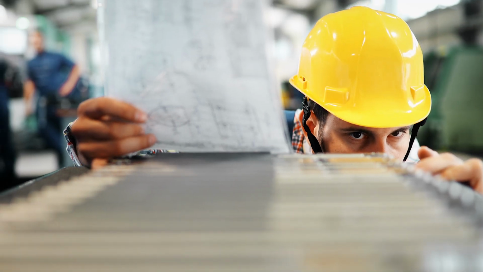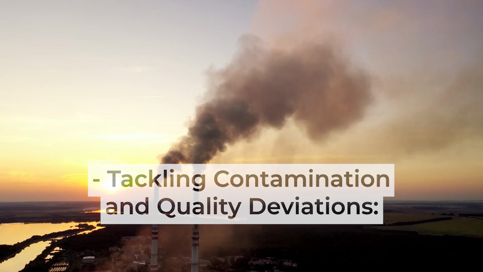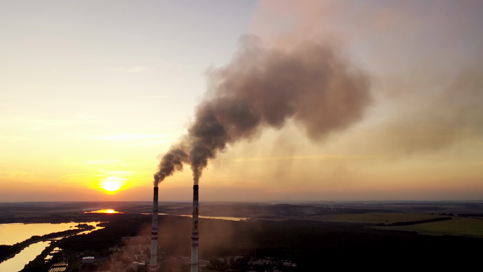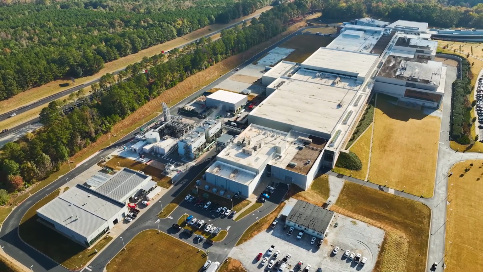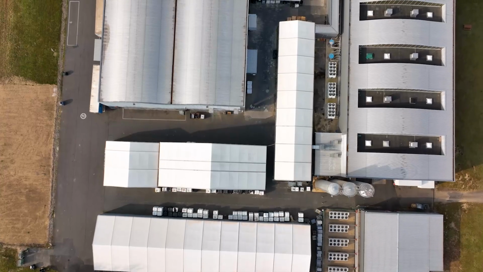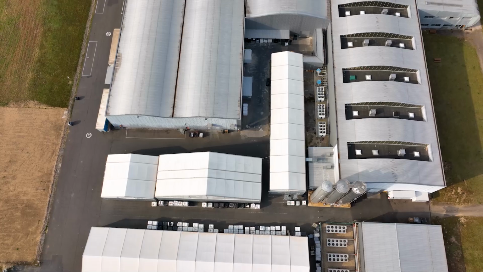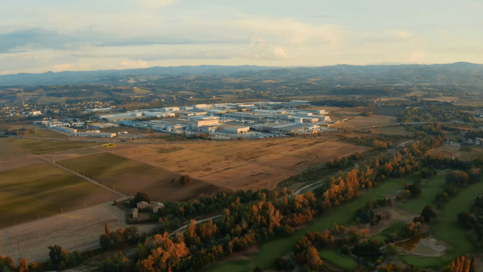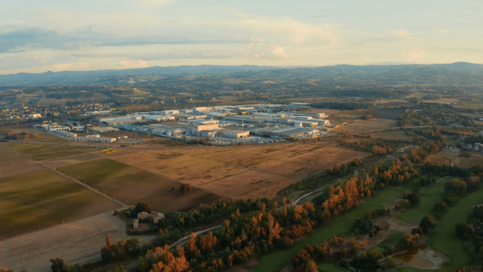Tackling contamination and quality deviations. The risk of contamination or quality issues is a significant concern in API procurement. Quality control measures spanning the entire supply chain, from sourcing to manufacturing and transportation, are essential to prevent contamination and ensure API integrity.